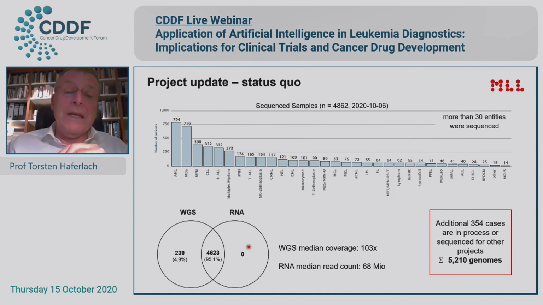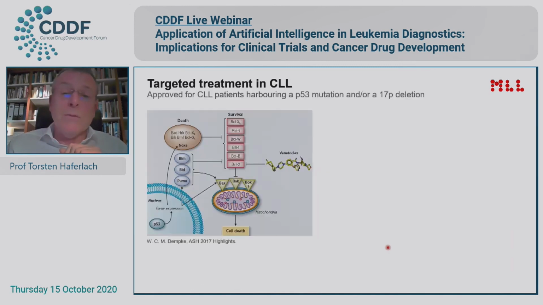And as we need a very high sensitivity in hematology, the median coverage for all the genomes is 103x. So it's much higher than what you normally expect when you speak about whole genome sequencing. We reach a sensitivity here with the genomes in the area of 1 to 2% mutations in the respective genome.